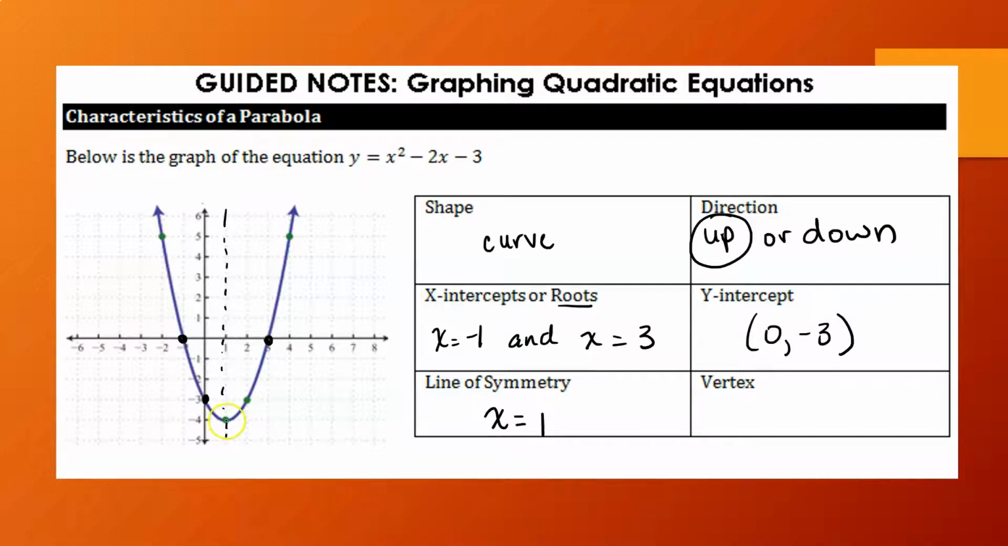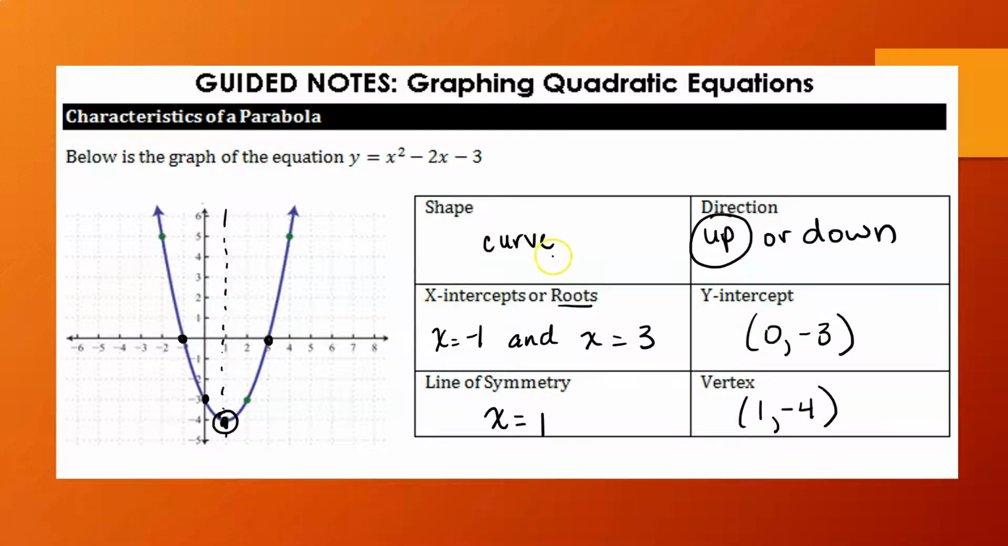The vertex is always either your maximum or your minimum point, your top point or your bottom point. It's where the curve sort of happens. The vertex comes from your line of symmetry. It is always going to be on that line of symmetry, so the vertex always has the line of symmetry as its x value. What is the y value that matches with this vertex in this case? You should have said -4. The vertex there is (1, -4).